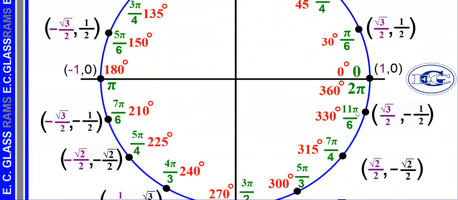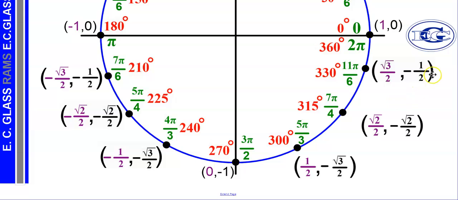Then the last one is here, where only cosine is positive, the x values, because we're on the right side of the graph, but because we're below the x-axis, all our y values are negative, which is our sine thetas.